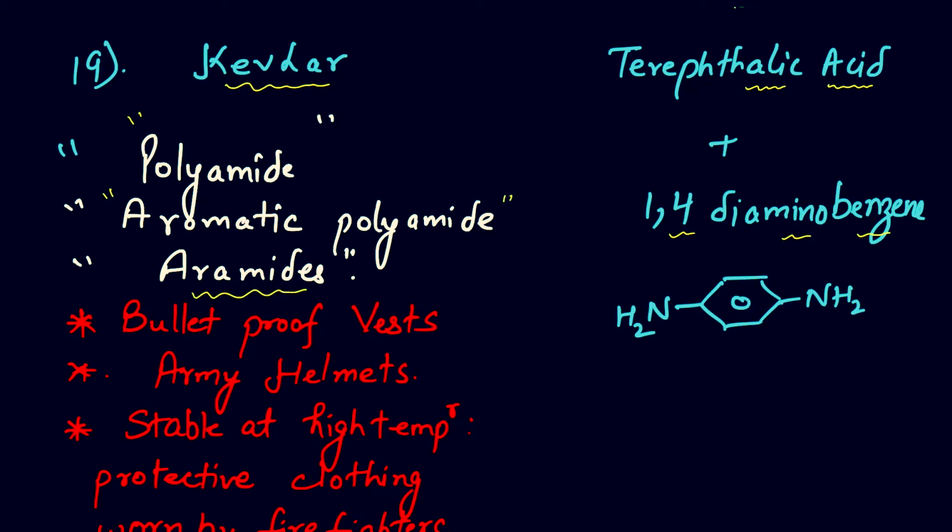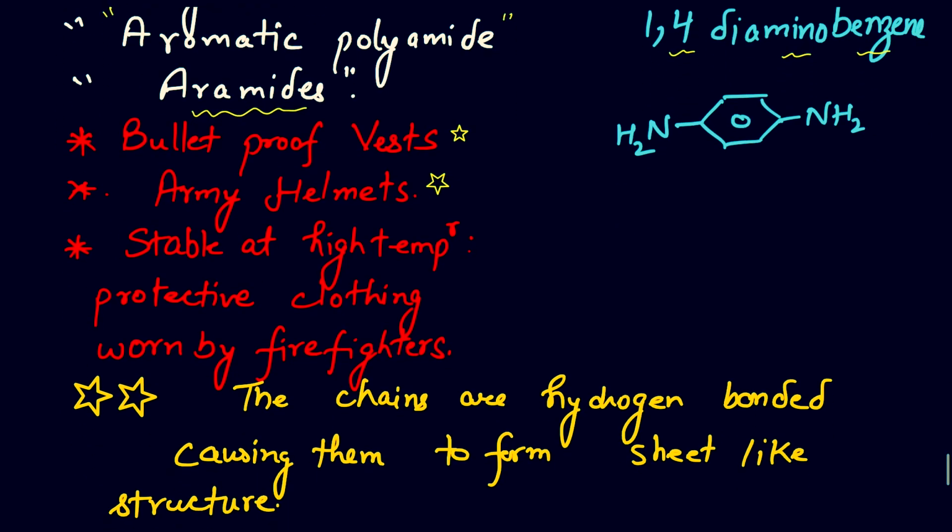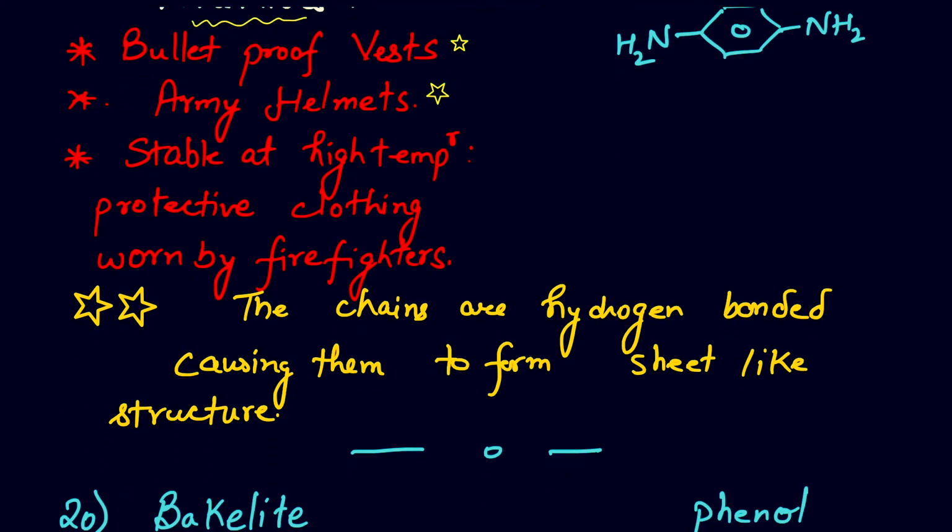Now Kevlar is very important. Its uses are in bulletproof vests and army helmets, and it is stable at high temperature, so it is used as protective clothing worn by firefighters. The chains are held together by hydrogen bonds that form a sheet-like structure. So that is all about Kevlar.